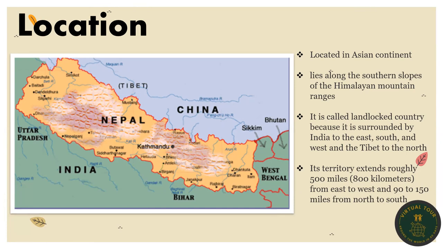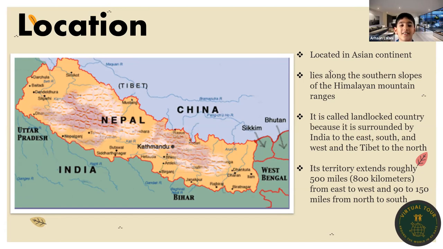That's okay. Talking about Nepal, it is located in the Asian continent and it lies along the southern slope of the Himalayan mountain ranges. Do you know about the Himalayan mountain ranges? Do you know the world's highest mountain? Anyone? Mount Everest. Yes. And my pet dog's name is also Everest.